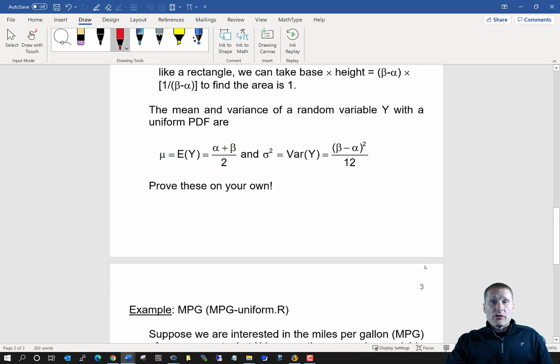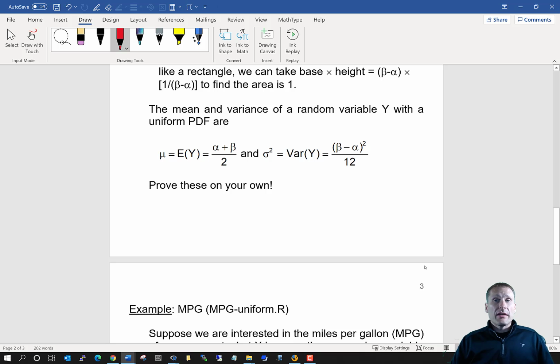One could also show, and I would like you to do this on your own, that the expected value of y, or in other words, mu, the population mean, is equal to alpha plus beta divided by 2. And the variance of y, or sigma squared, is equal to beta minus alpha, squared, all that divided by 12. Please make sure you can do that on your own.